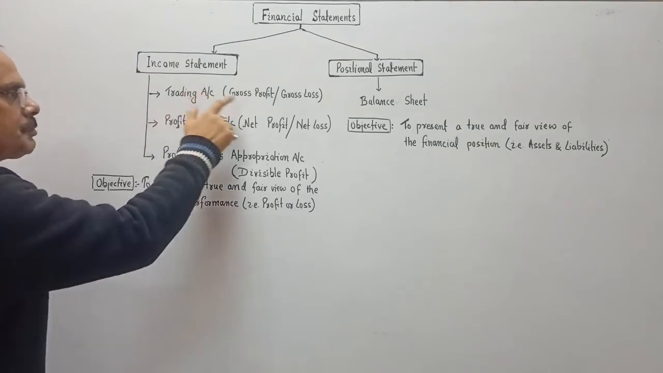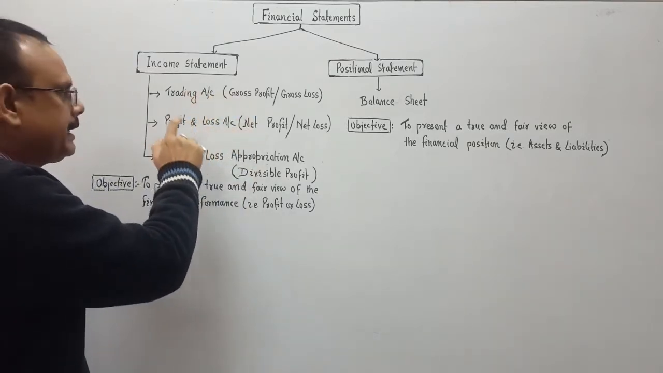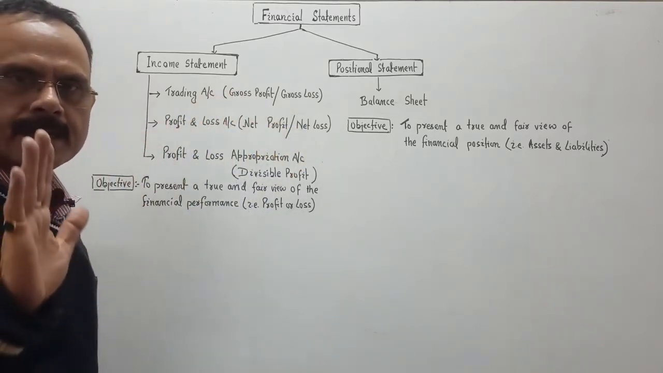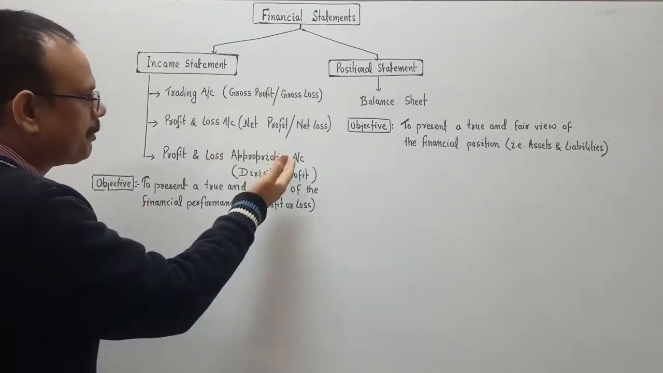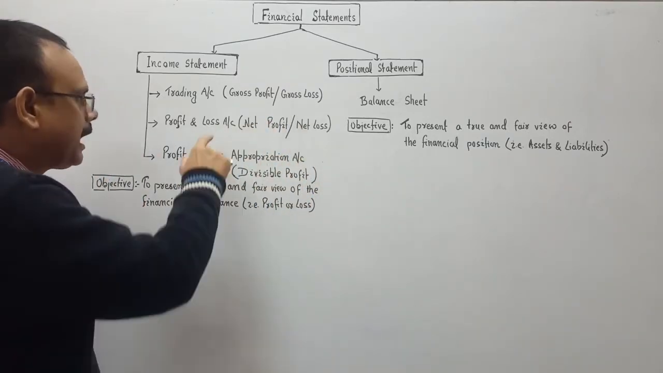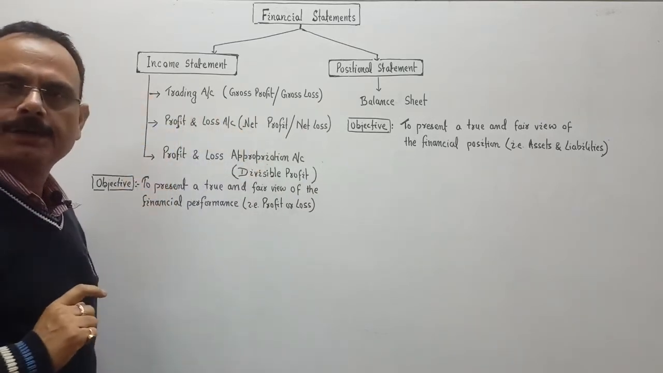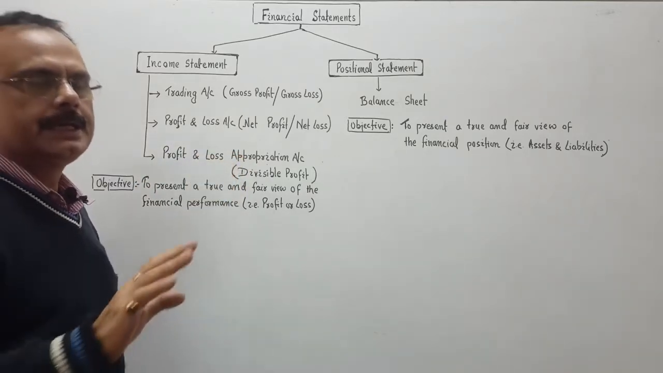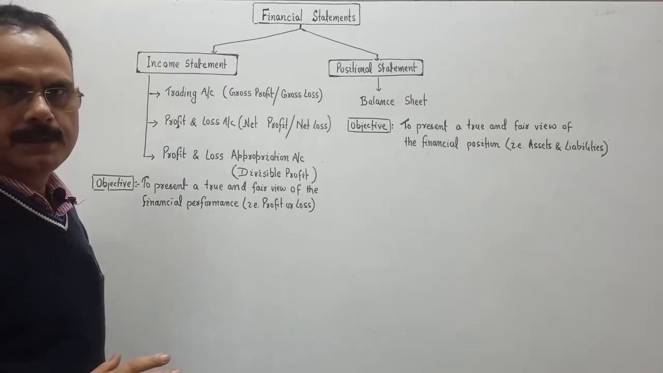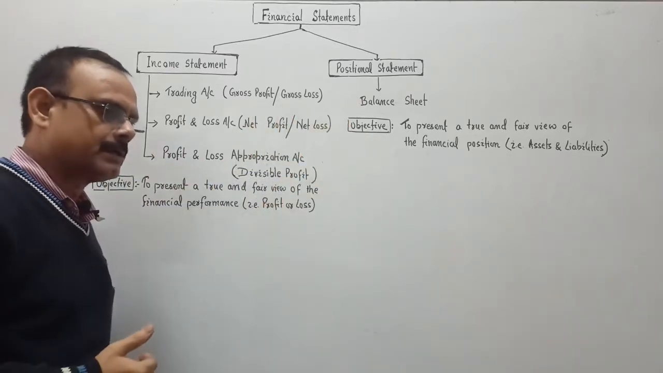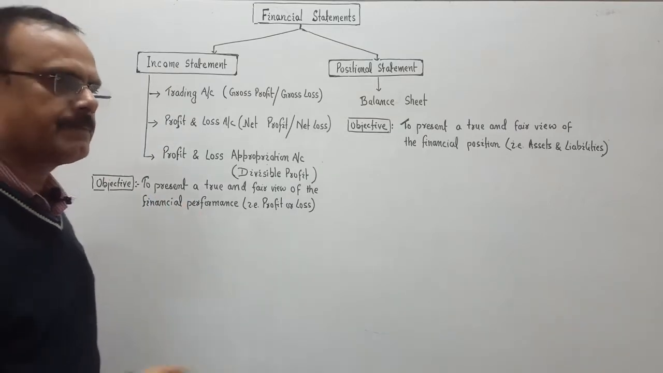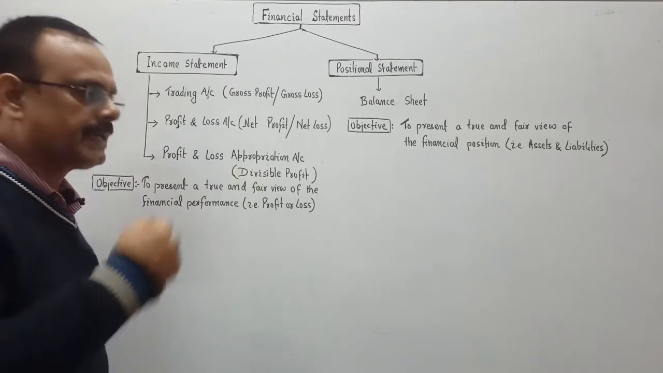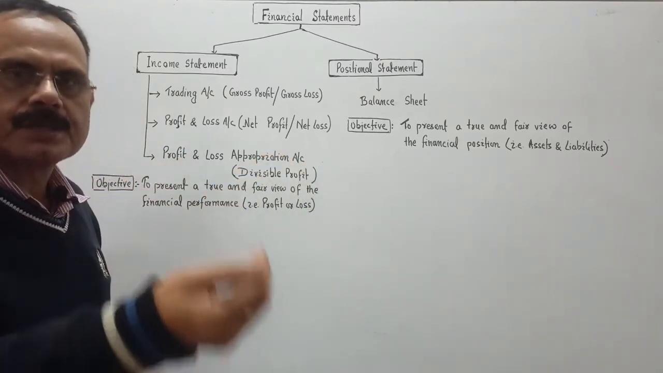Second, after that the gross profit will be transferred to this account, and here we will calculate net profit and net loss, either the net profit or maybe the net loss. After knowing this net profit and net loss, we prepare the profit and loss appropriation account. Here we allocate the profit by transferring the amount to various types of reserves. It may be a general reserve, it may be any other sort of reserve to meet the future uncertainty, for the expansion of the business, for the diversification of the business.